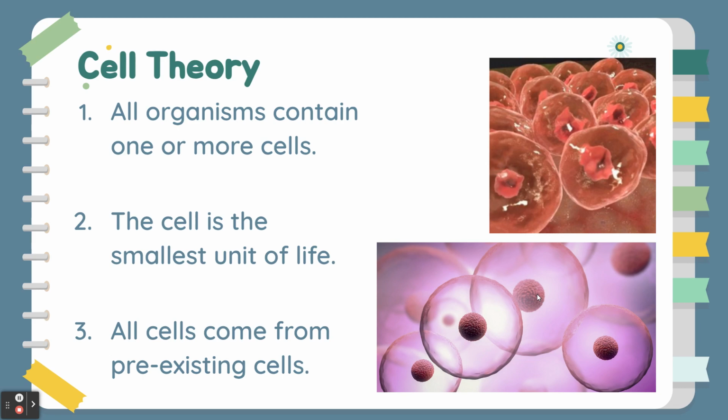Number 3, all cells come from pre-existing cells. This principle emphasizes that cells do not spontaneously generate, but rather new cells are formed when existing cells undergo cell division. We'll elaborate on this in units 5 and 6, but for now, know that all cells arise from pre-existing cells.